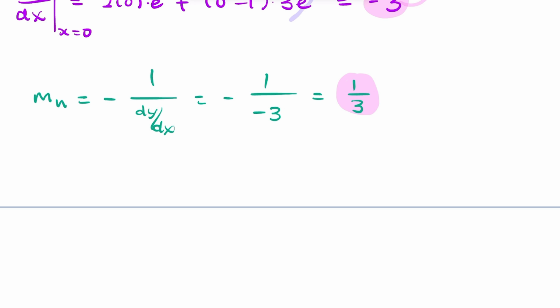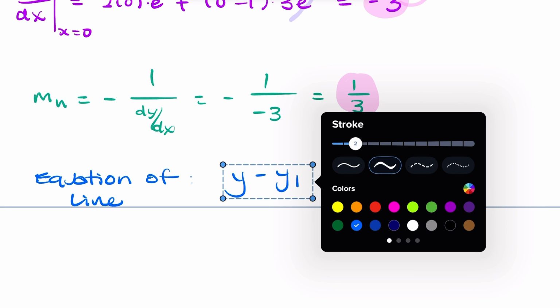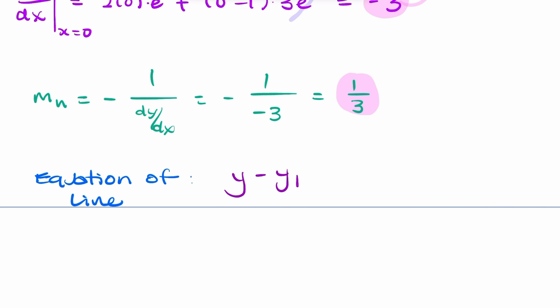Now, to find the equation of the normal, it's simply the equation of a straight line. And the equation of a straight line is y minus y1 equals m times x minus x1. And what we just found was m. x1 is given in the question as 0, but y1 isn't given. So we still need to find y1.